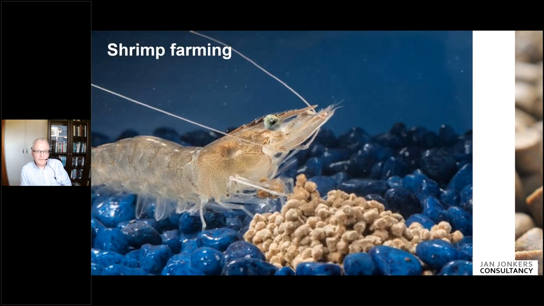Shrimp farming. Shrimp is a slow eater, so they really like to nibble on the feed, and it can take up to a few hours before the feed is completely consumed. So also here, water stability is very important, otherwise you will also lose nutrients that are not available for the animals anymore, and you will also foul the water. So also here, quality is an important parameter.